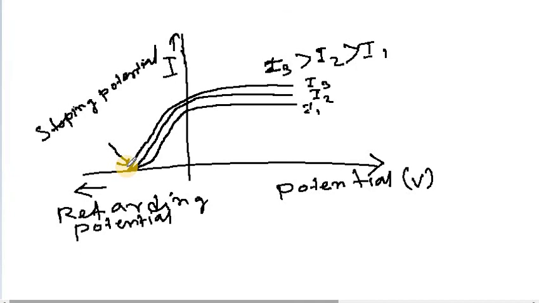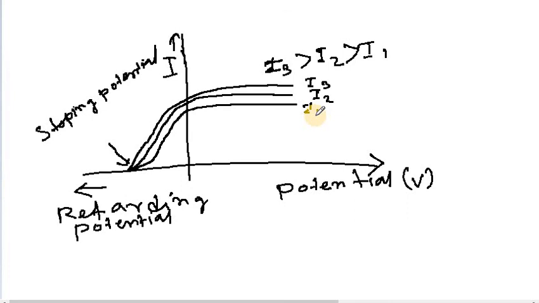So we form this graph. We observe that for different intensities the stopping potential is the same. If the intensity of the incident light increases, the photocurrent increases by a certain amount. In the case of intensity I3, we clearly observe that the photocurrent has increased a little bit, and the maximum value of the photocurrent is called the saturation current. So as the intensity of the light increases, the saturation current increases.